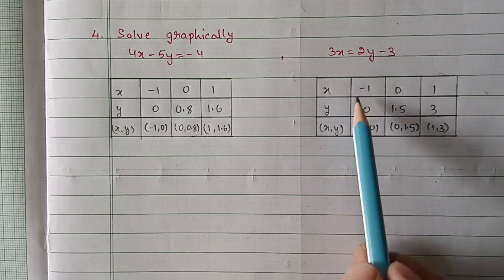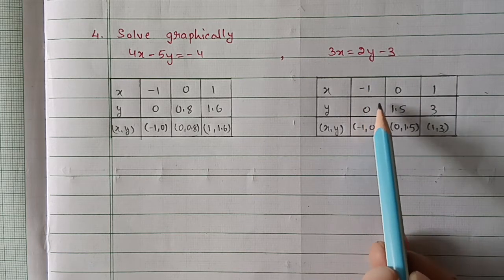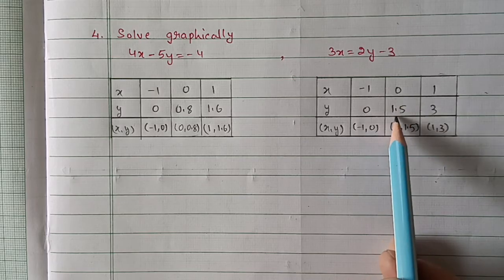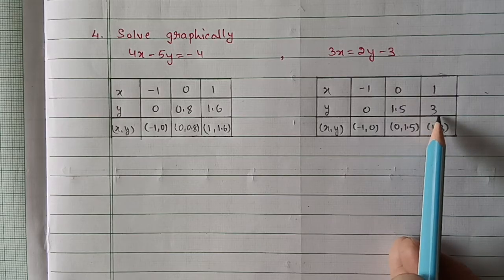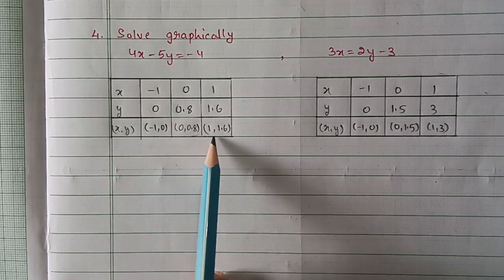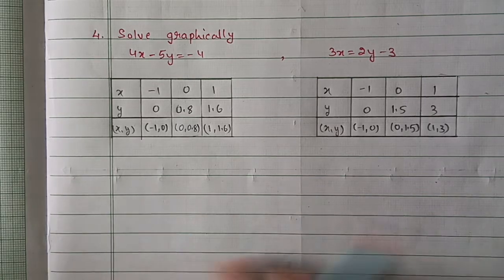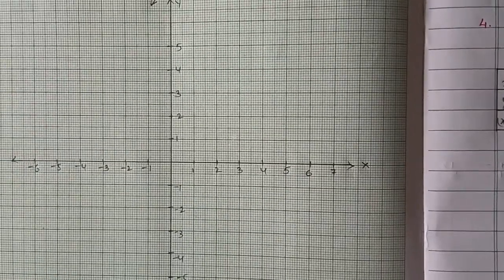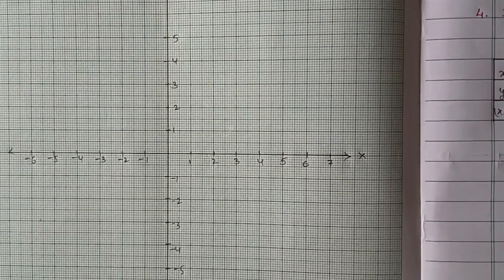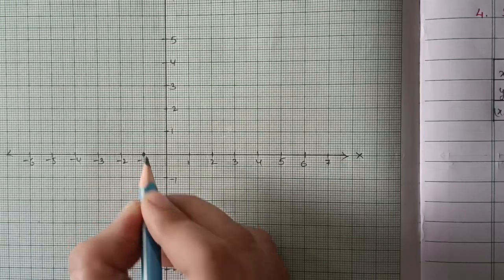Then for the second equation I have taken 3 points. When x is minus 1, y value I am getting 0. When x is 0, y I am getting 1.5. When x is 1, y I am getting 3. So now these 3 points from the first line and from the second line we will plot. So first we will take graph sheet and we'll mark x-axis and y-axis. First point we have minus 1, 0.